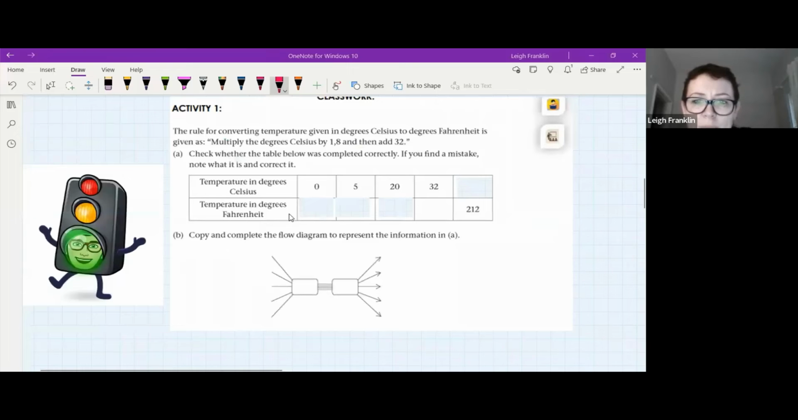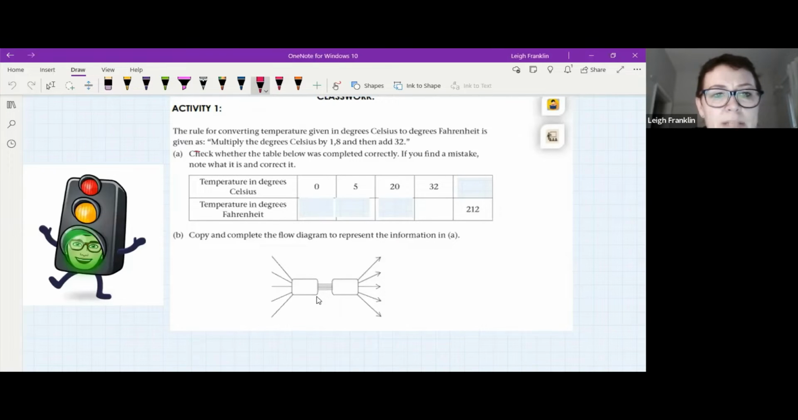So now this is something that you guys are going to have to do a little bit on your own, all right? This is going to hopefully provide you with a bit of a challenge, especially if you're not allowed to use a calculator. What we're looking at here is the rule for converting temperature given in degrees Celsius to degrees Fahrenheit, which is to multiply the degrees Celsius by 1,8 and then add 32. Don't worry about part A, all right?